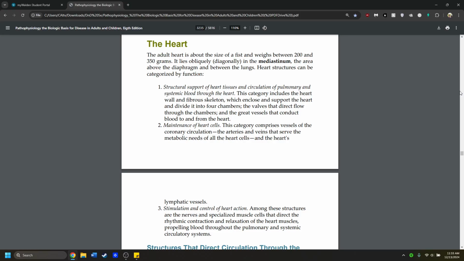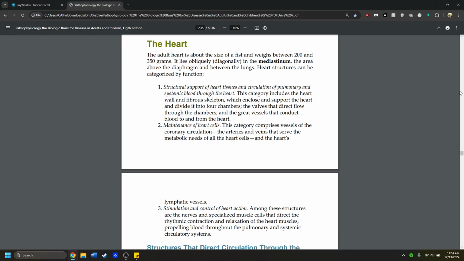Heart structures can be categorized by function. It looks like we've got 3 major functions here. The first is the structural support of heart tissue and the circulation of pulmonary and systemic blood through the heart. This category includes the heart wall and fibrous skeleton, which enclose and support the heart and divide it into 4 chambers, the valves that direct flow through the chambers, and the great vessels that conduct blood to and from the heart.